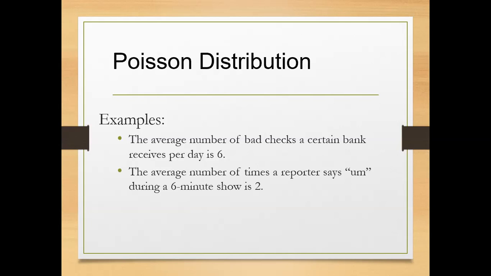So you have a 6-minute show and you're just counting the number of times a reporter says "um". Does that mean that every time there's a 6-minute show there are going to be 2 ums said? No, that's the average number. So you give me a random 6-minute show, and it is going to be a random number of times that a reporter says the word during that 6-minute show. So that's a random variable.